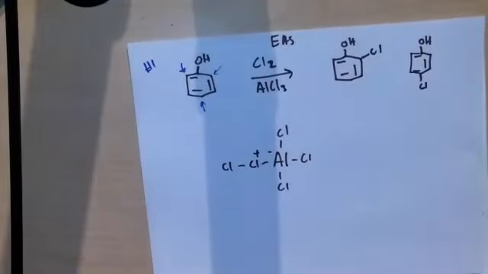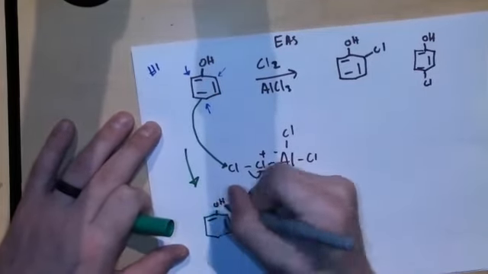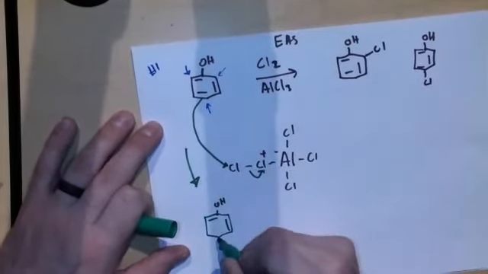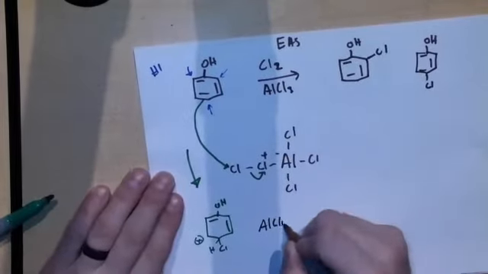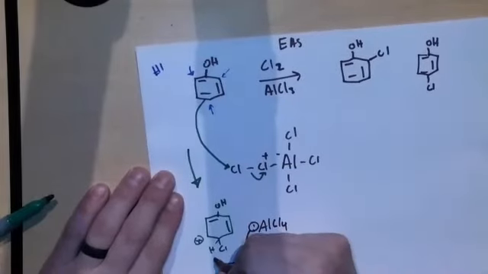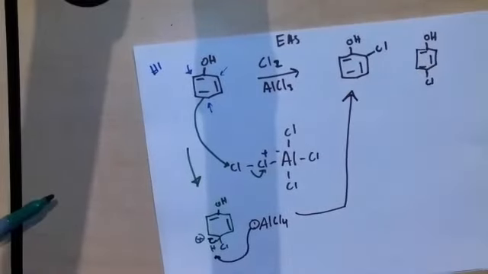I'll show how to make the para product. So our para position can come in, do an attack on our chlorine. From here, our AlCl4 picks up the proton, re-aromatizes, and we can make our product.